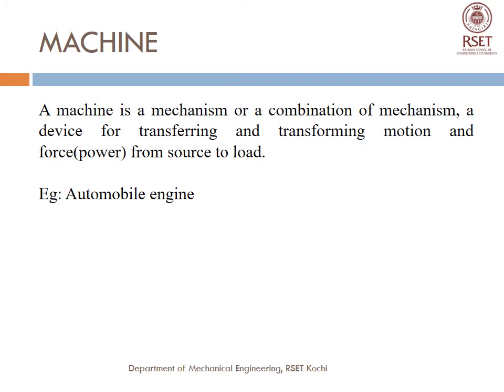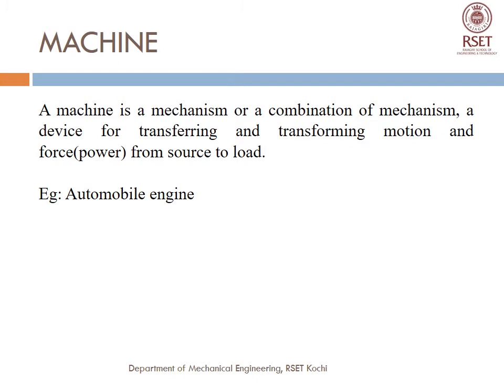For example, in case of an IC engine, the chemical energy, or the energy due to the combustion of the air fuel mixture, is converted to mechanical energy. This mechanical energy, if the IC engine is connected to a generator, will be producing electrical energy. So there is transferring and transforming of motion, and due to this motion, there will be a change in energy, or transfer of energy from one form to another, from a source to the output load or the resistance.